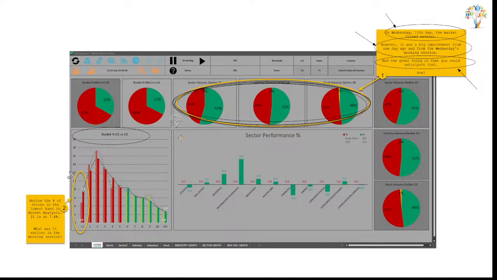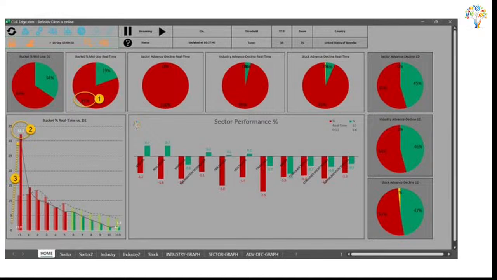Notice Wednesday at the close, what is the percentage of stocks in the lowest band of bucket analysis, that is below lower Bollinger Band? It is at only 7.4%. This is at the close on Wednesday. Only 7.4% of S&P 1500 stocks remain below lower Bollinger Band. On Wednesday in the morning session, what was that percentage? This is a picture I got from one of my tweets on Wednesday in the morning session.